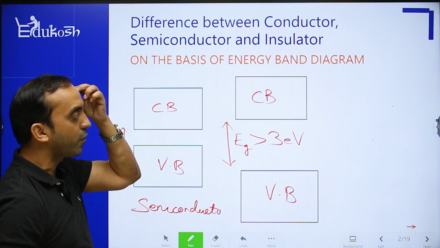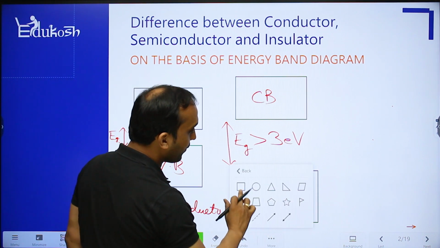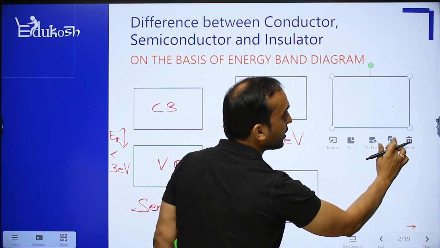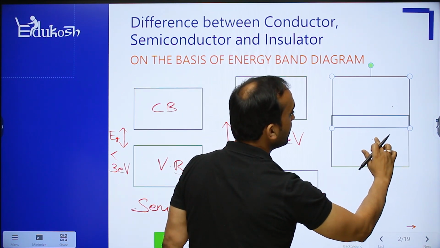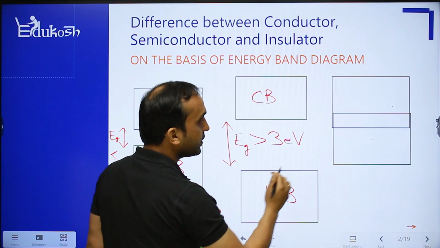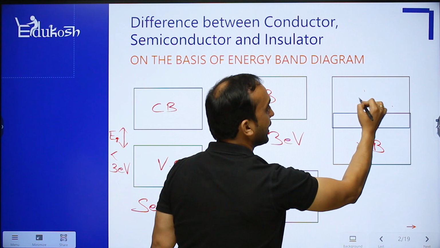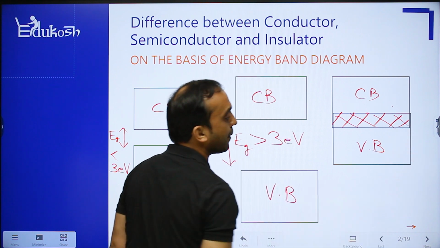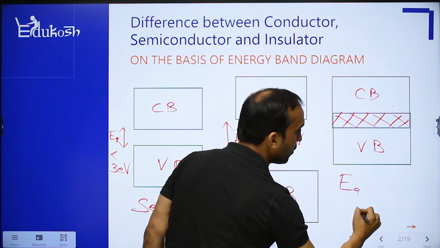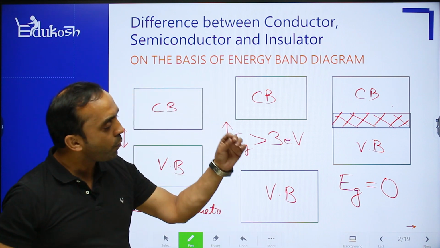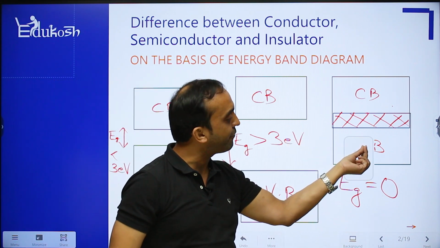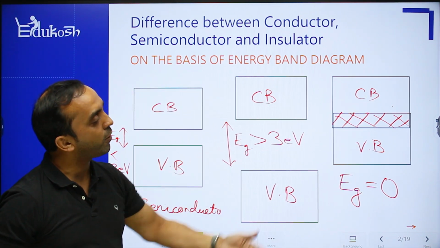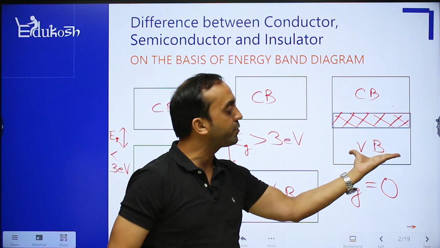Now let's come to the case of a conductor. For a conductor, there is an overlapping between the valence band and the conduction band. So this is the overlapping region, where the valence band and conduction band overlap, and here the value of Eg is equal to 0. So no energy is required for an electron present in the valence band to jump into the conduction band. Very easily an electron can move from the valence band to the conduction band. So conductivity is maximum over here.